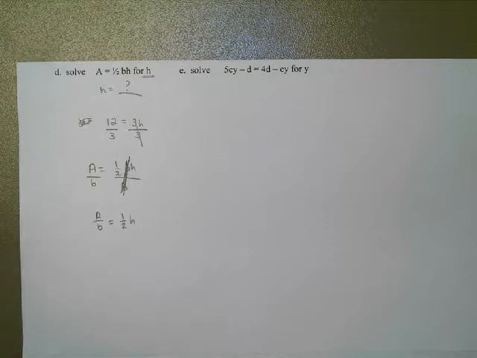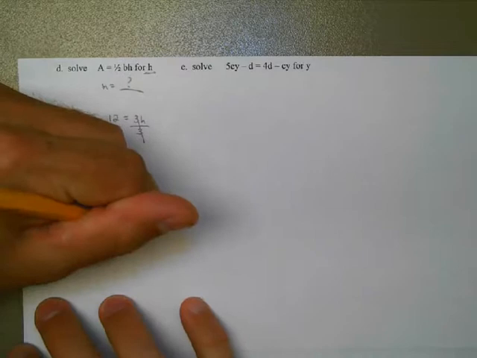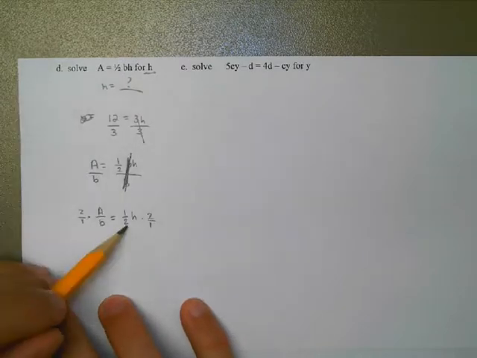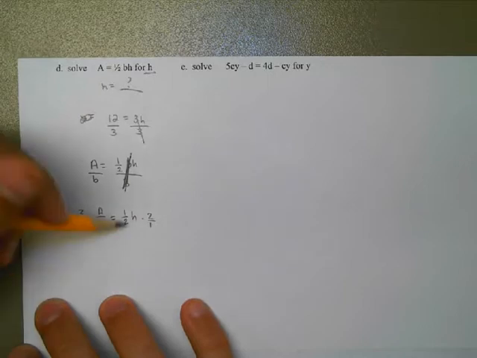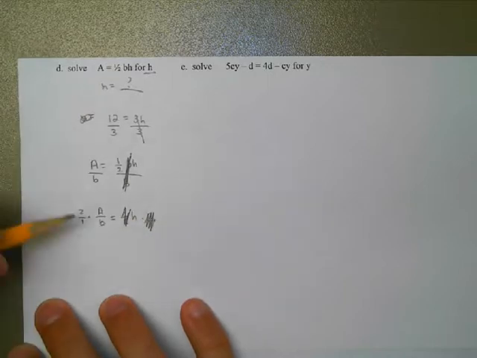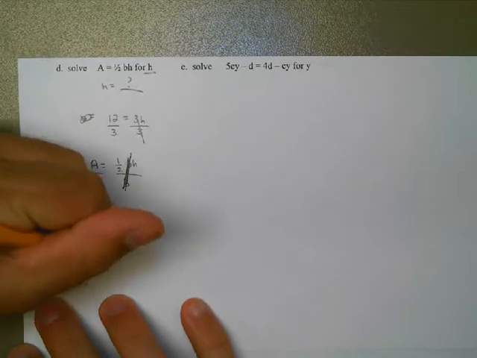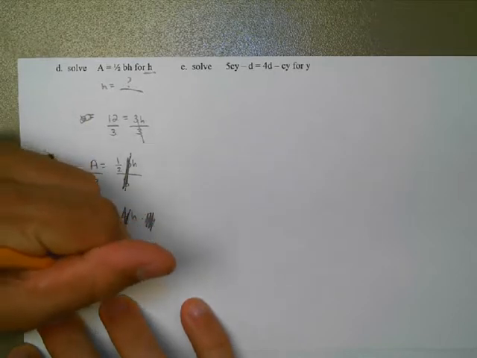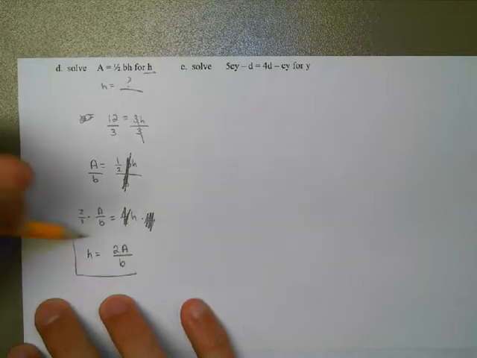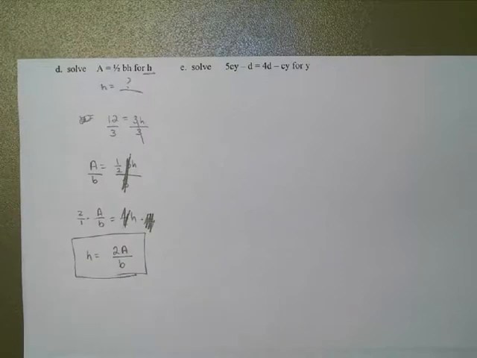Right now I'm multiplying by 1/2, so the logical thing to do would be to divide both sides by 1/2. But we don't like dividing by fractions. Let's multiply instead by the reciprocal, 2/1. When I take 1/2 times 2, they go away, and I'm left with h by itself. And it turns out then that h is equal to 2a over b, 2 times the area divided by the base of the triangle. And I have just solved for h.